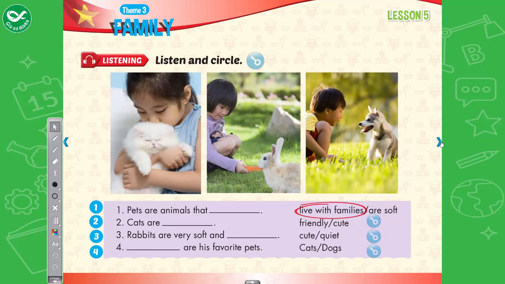Listening. Listen and circle. Two. Cats are soft and friendly. Many families in Vietnam have cats. Three. Rabbits are very soft and quiet. Four. Dogs are my favorite pets. They're very friendly. What's your favorite pet?